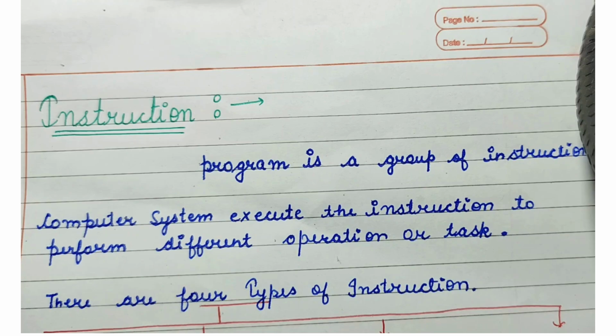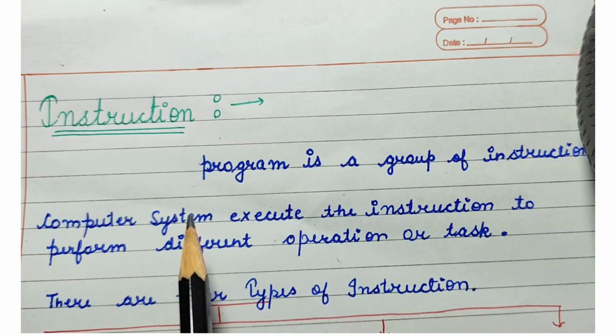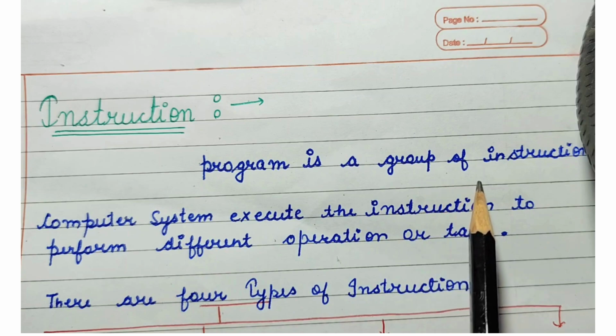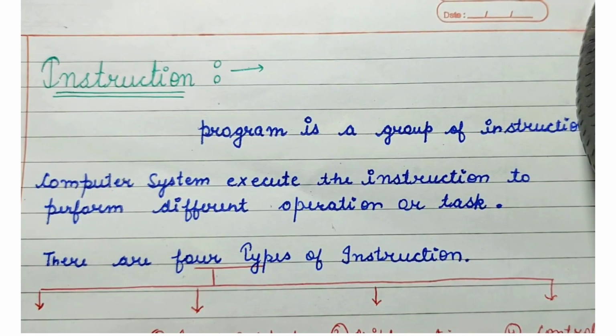In today's session we discuss different types of instructions available in C programming language. So now we start with the instructions. I hope all of you know a program contains a number of instructions, and basically we have four types of instructions. The computer system performs operations based upon the instructions you provide in a program.